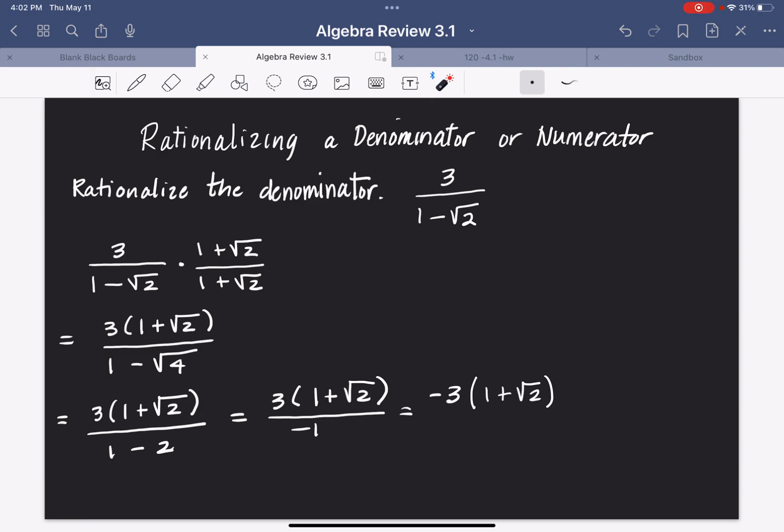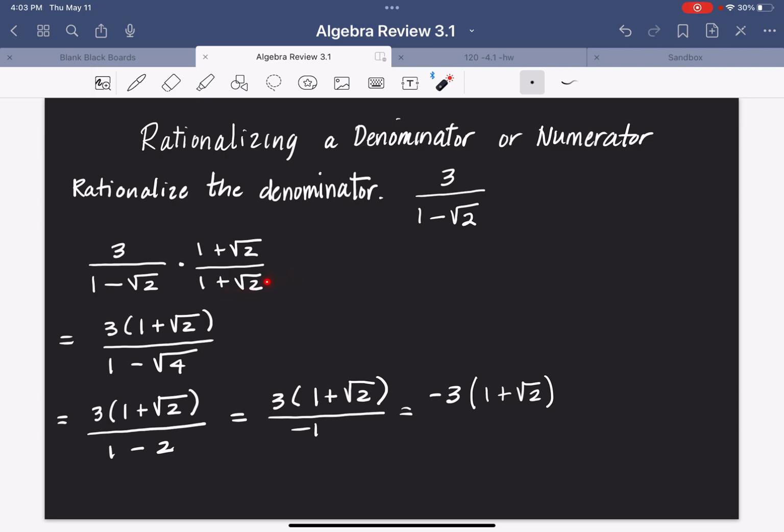Keeping with rationalizing denominators or numerators, I'm going to rationalize the denominator of 3 divided by 1 minus the square root of 2. It doesn't have a rational denominator because I have a square root, and I have to get rid of the square root for it to be rational. Instead of multiplying by just the square root of 2, this time I have to multiply by the conjugate. Remember, we saw conjugates back when we were multiplying binomials. Conjugates look just alike except for the middle sign. So 1 minus the square root of 2 and 1 plus the square root of 2.